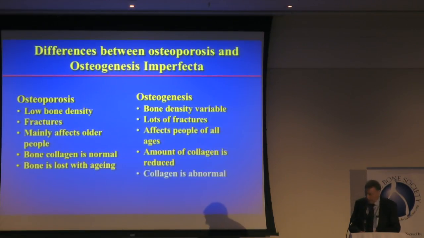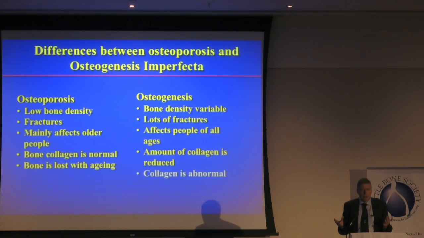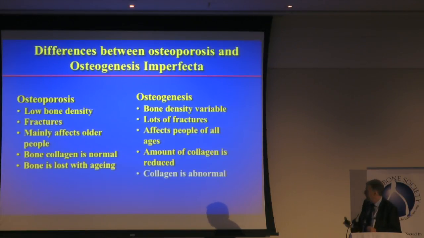Now, I was reading the booklet, and some people confuse osteogenesis with osteoporosis. Although in both conditions you get broken bones or fractures, they are quite different. I've listed some of the differences here. In osteoporosis, the bone density is low and we get fractures. However, osteoporosis mainly affects older people and the bone collagen is normal. The main cause of osteoporosis is that as we get older, your bone is lost, unfortunately.